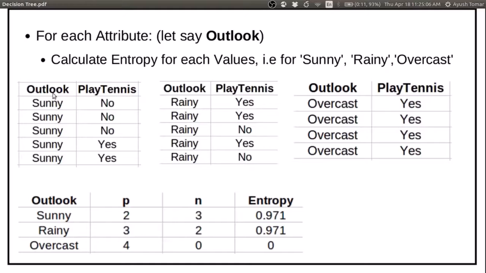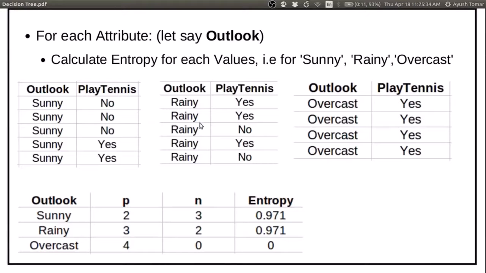So here when outlook is equal to sunny, when outlook is equal to rainy, when outlook is equal to overcast. So like this we now have 3 separate tables. Now in these 3 separate tables we will see for sunny how many positive values are there. For sunny we have 2 positive values, so write 2. Now for negative examples, how many values are there? 3. So we have 3 negative examples, and then we will calculate the entropy. How will we calculate the entropy? By simply substituting the values in the formula.